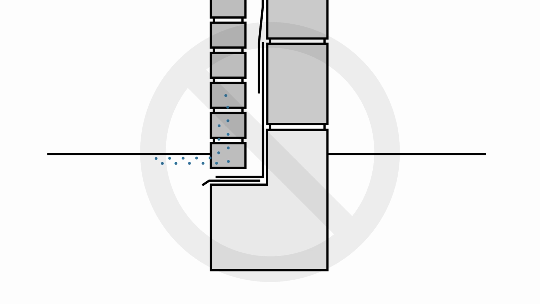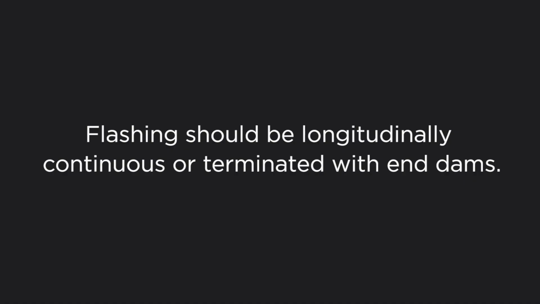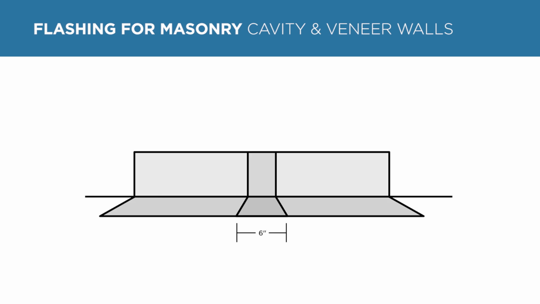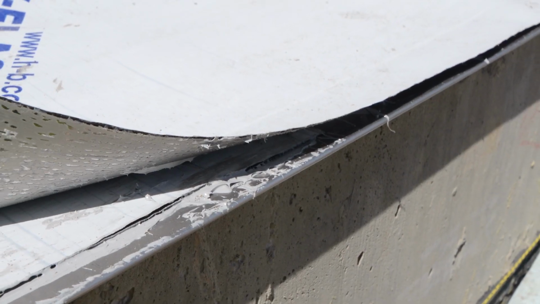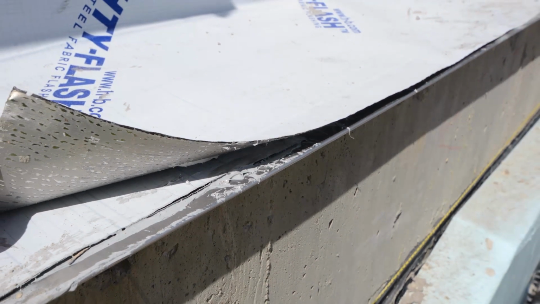Also, when brick comes in contact with the soil, capillary action draws moisture and salts from the ground into the wall, resulting in efflorescence. The base flashing provides a barrier to the above-grade masonry to prevent capillary action from damaging the exterior wall. Flashing should be longitudinally continuous or terminated with end dams. Continuous requires that the joints be overlapped sufficiently, 6 inches minimum, to prevent moisture from entering between the joints. They must be bonded together with adhesive if they are not self-adhering, to prevent water movement through the lap area.